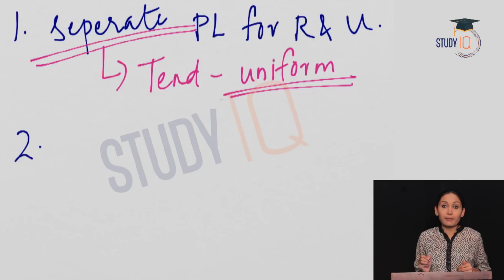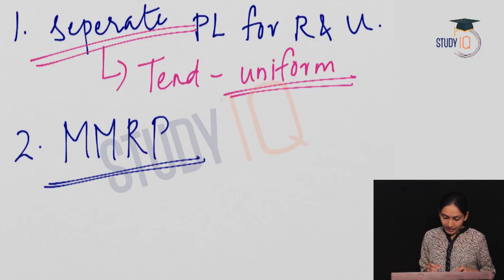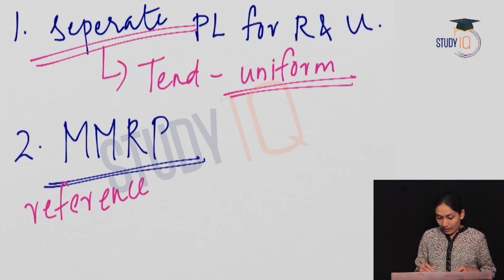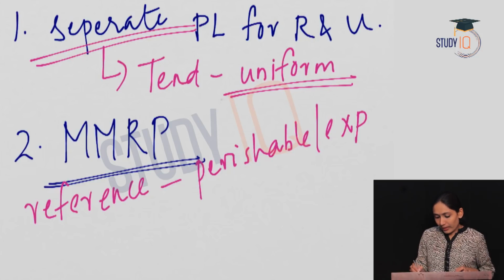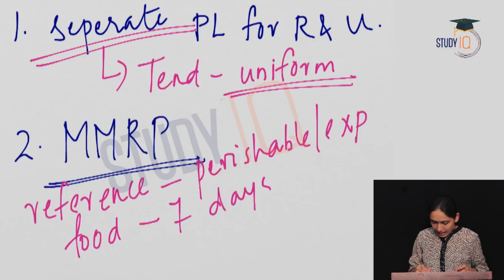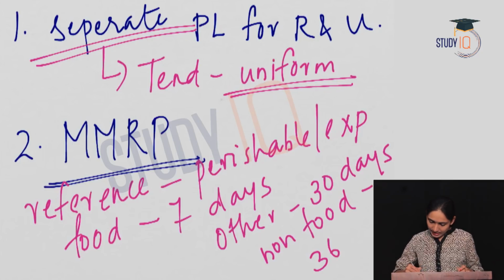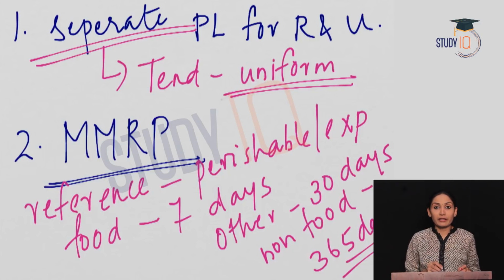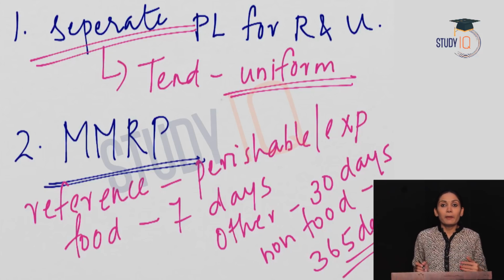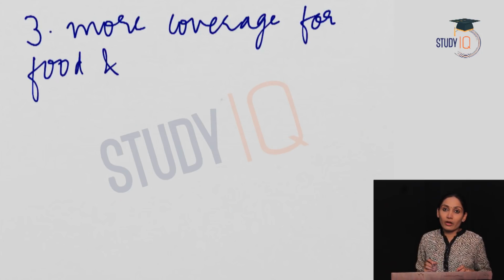The second recommendation of this committee was to adopt a modified mixed recall period. What is a modified mixed recall period? Under modified mixed recall period, the recall period or the reference period for perishable and expensive food items like milk, egg, vegetables, meat, fruit, etc. are 7 days. Other food items 30 days, and reference period for non-food items are 365 days. So this committee recommended for a modified mixed recall period, but the Tendulkar Committee, as we know, has recommended for a mixed recall period. Next recommendation of the Rangarajan Committee is to give more coverage for food and non-food items.